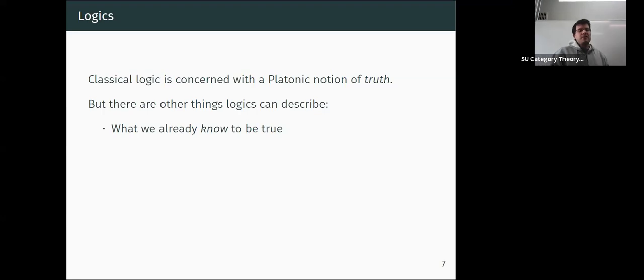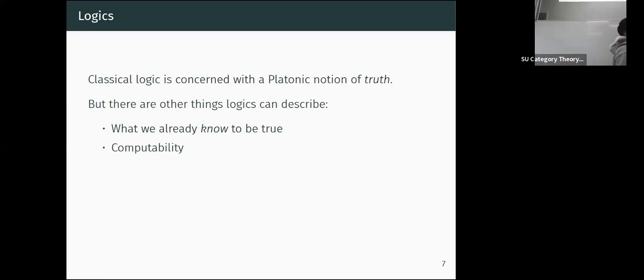So maybe what a logic will talk about is not some Platonic notion of truth, but maybe just what we already know to be true. So we maybe don't want to give truth values to things that we haven't yet found out to be true. And then you could see how this could change things a little bit.